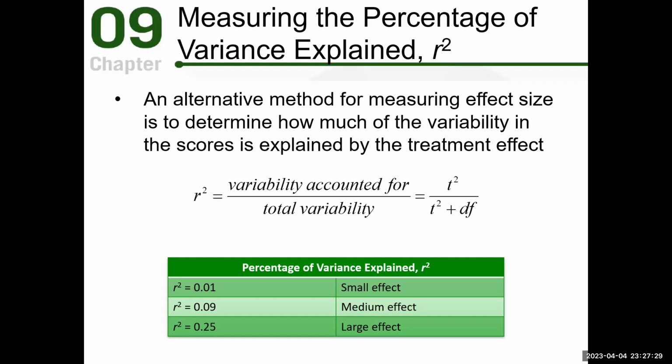A small effect size is around 1%. A medium or moderate effect size is around 9 to 10%, and a large effect size is around 25%. So anything greater than 25% is a really large effect size. 25% means that 25% of the variance in the scores in that sample can be explained by the treatment effect, or by whatever the treatment is. Okay, so we're going to go through an example.